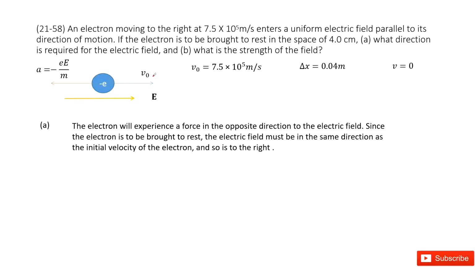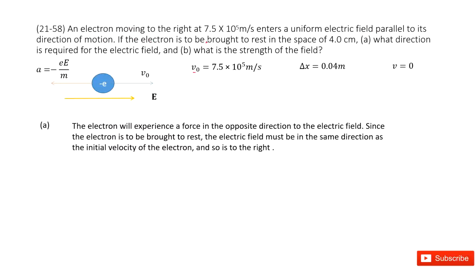Let's look at problem 58 in chapter 21. Chapter 21 is about electric charge and electric fields. So there we can see we have an electron moving to the right with initial velocity v0, and we can write it there. It enters a uniform electric field, and this electric field is parallel to its direction of motion.